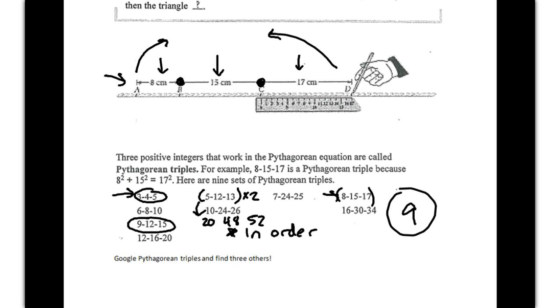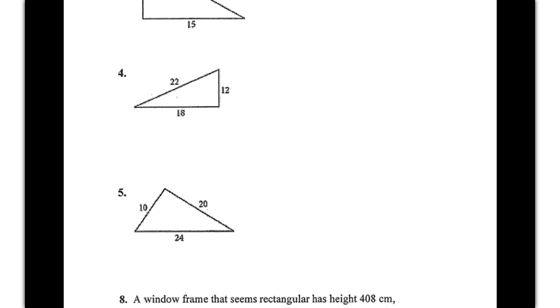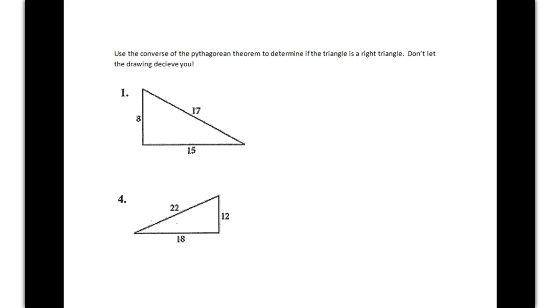If you Google Pythagorean triples, you can definitely find some other examples of Pythagorean triples, or just multiply some of the ones we already know by a factor. So we'll look at a few examples here of whether or not they would form a right triangle or not.